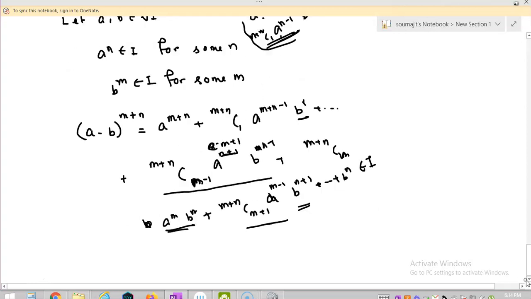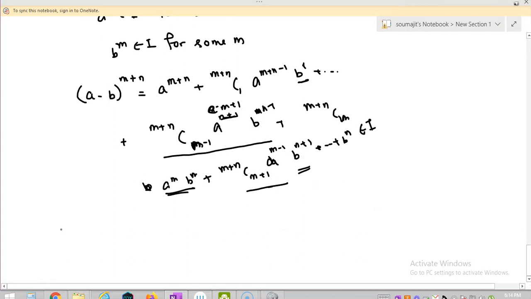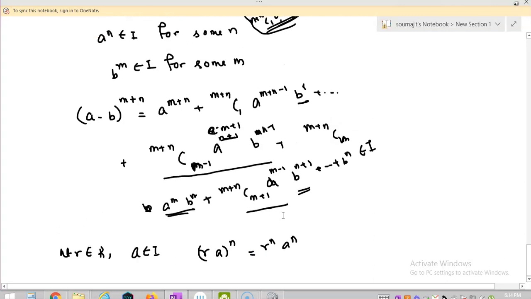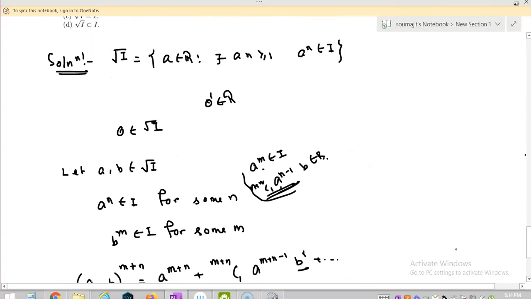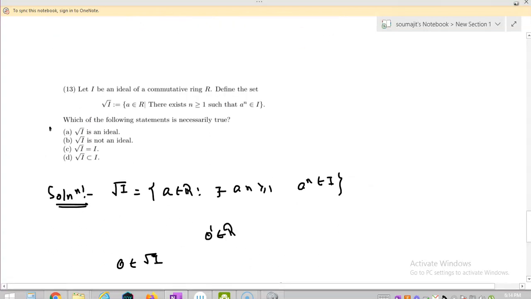Now let r belong to R and a belong to I. I have to show that r into a belongs to I, so I am considering (r a) to the power n. As this is a commutative ring, I can write it as r to the power n into a to the power n, and you can see that a to the power n belongs to I, so it belongs to I. Hence this is an ideal. So root I is an ideal. So option A is our correct option.